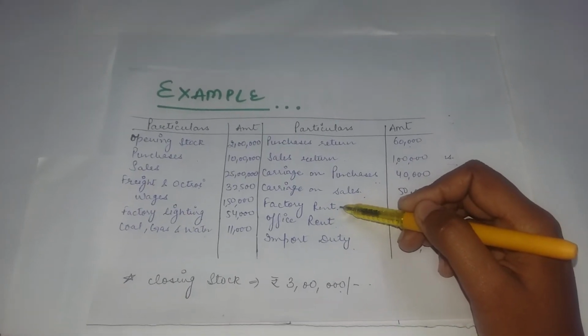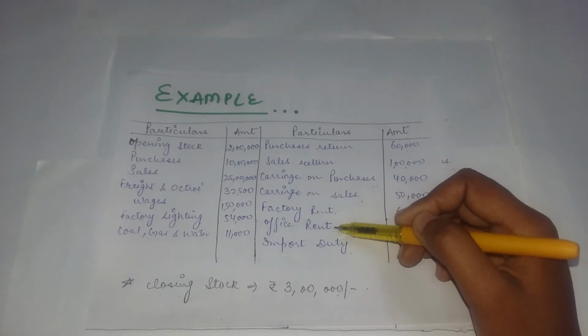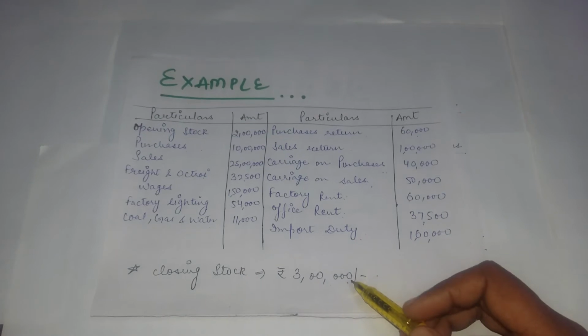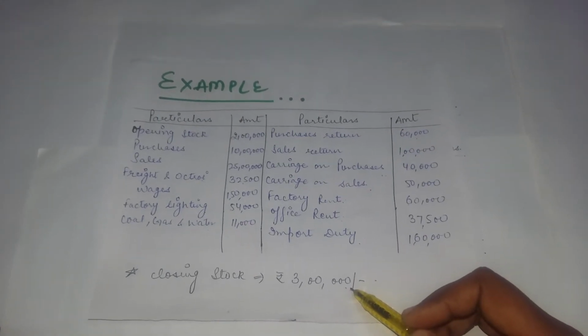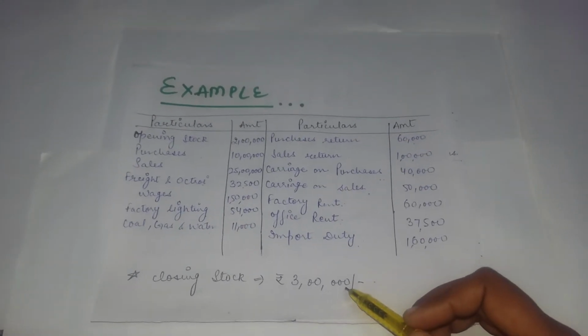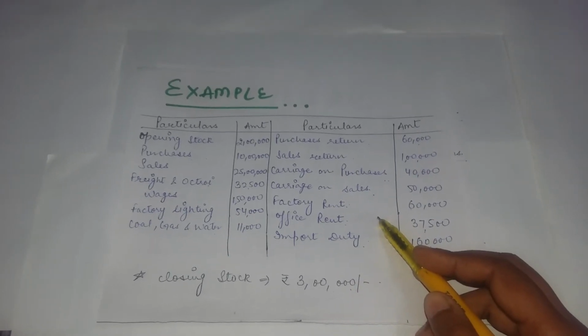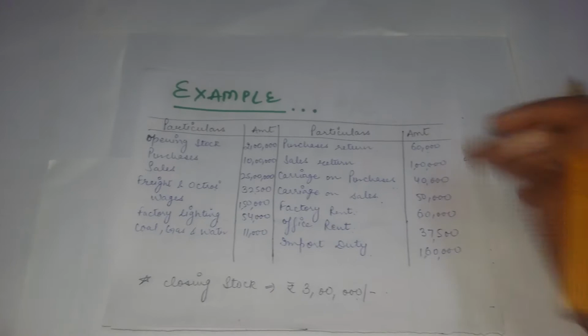Factory rent, debit side of the trading account. Office rent, debit side. Import duty, debit side. Here we have closing stock. Closing stock is actually your income, so it will be shown on the credit side of your trading account with sales. Fine. Okay.